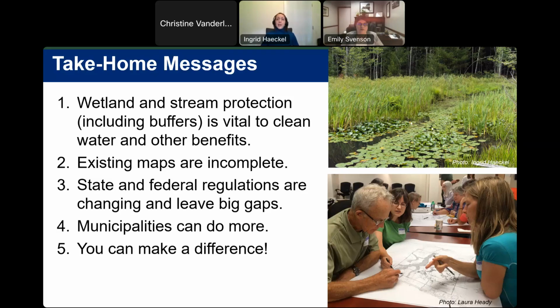Fortunately, municipalities can do more, and we'll be talking about the various and diverse approaches that are available. And lastly, we hope you all come away realizing you can make a difference in your community or through your professional role to help bring awareness to the importance of these resources and advocate for their protection.